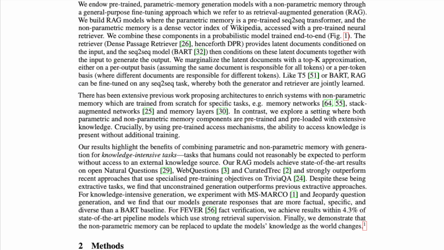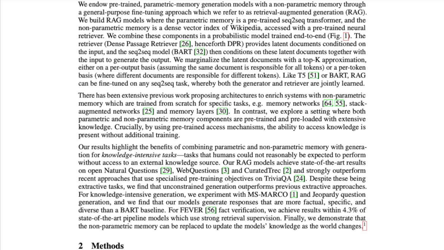The retriever, Dense Passage Retriever, henceforth DPR, provides latent documents conditioned on the input, and the seq2seq model, BART, then conditions on these latent documents together with the input to generate the output. We marginalize the latent documents with a top-K approximation, either on a per-output basis, assuming the same document is responsible for all tokens, or a per-token basis, where different documents are responsible for different tokens. Like T5 or BART, RAG can be fine-tuned on any seq2seq task, whereby both the generator and retriever are jointly learned.